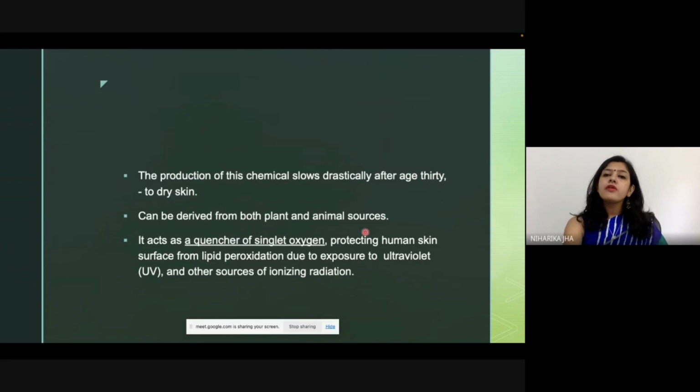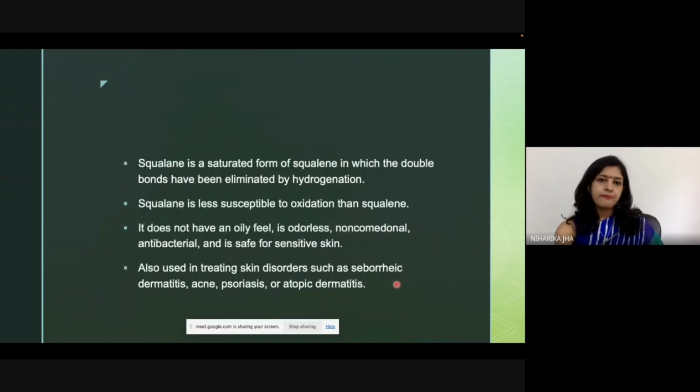But what happens over a period of time, particularly after the age of 30 years, the production of this particular chemical slows down drastically. As a result, it results in dry skin. What is the other purpose of choline? It acts as a quencher of oxygen radicals, and because it quenches the oxygen radicals, it will protect the body from ultraviolet radiation. Apart from the natural production, it can also be obtained from plant and animal sources.